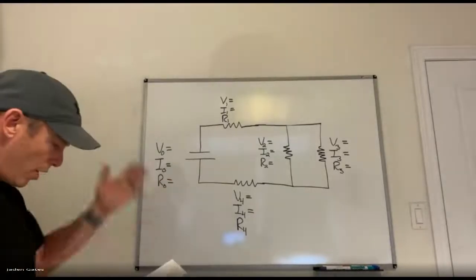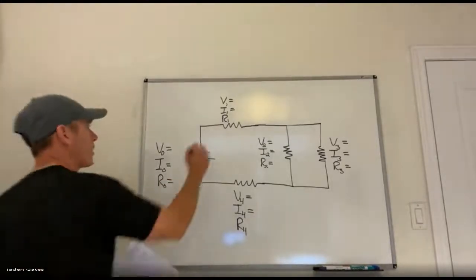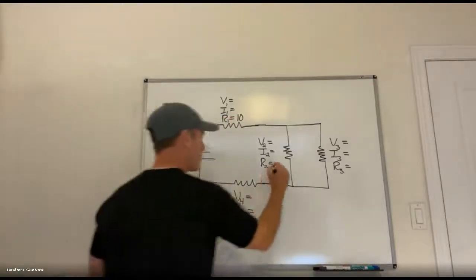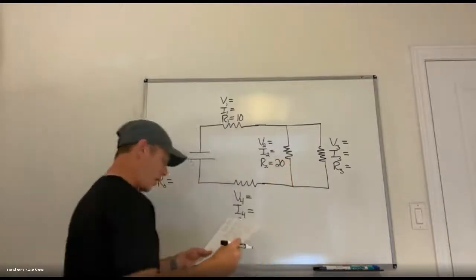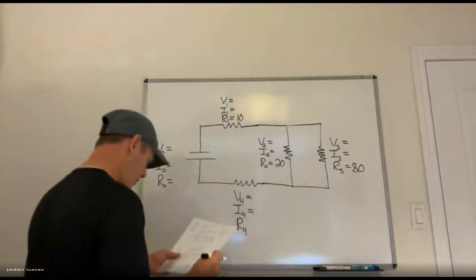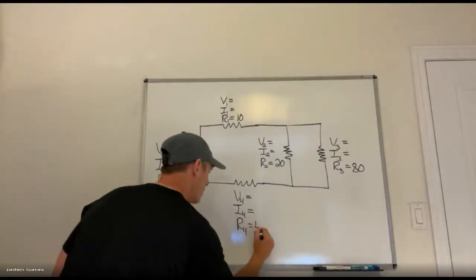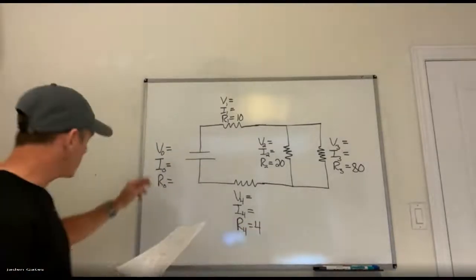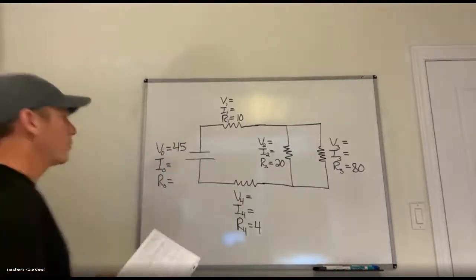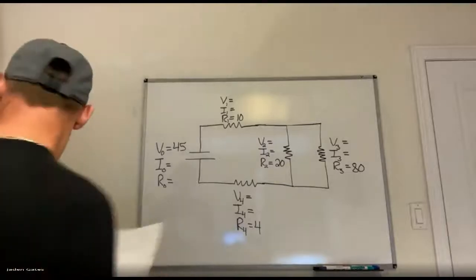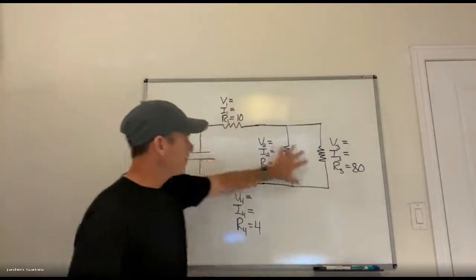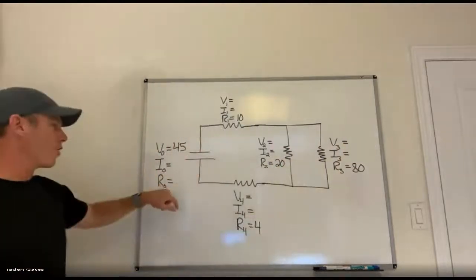Okay, now what do I know here? So what do we got? We got the first resistance here is 10 ohms. We have a 20 here. We have an 80 here. Down here is a 4. And probably we don't know R naught, but we do know the voltage is 45 volts. Okay, so is that everything we got? Yep. All right. So again, because we know all the resistances here, I'm going to find R naught.